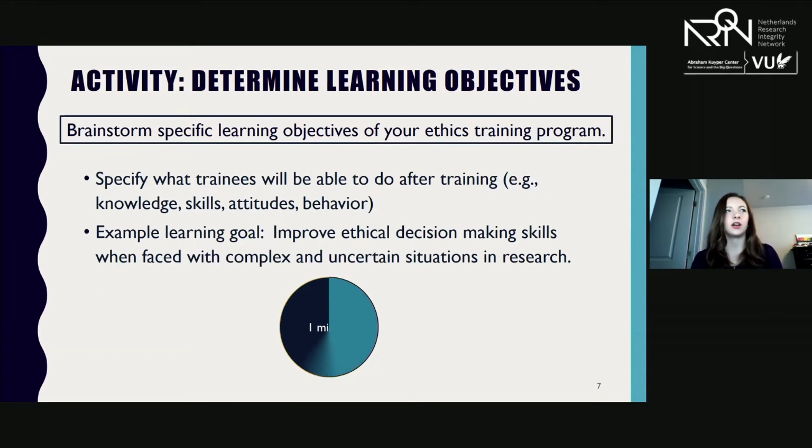So I have the knowledge, skills, attitudes, and behavior all listed here. So give some thought to that. I gave you an example learning goal right here, so you can work from that. And that reads, improve ethical decision-making skills when faced with complex and uncertain situations in research. So I'll just pause and give you another maybe 10 seconds or so to brainstorm a learning objective or two, and then we can move on. All right, that's the bell.